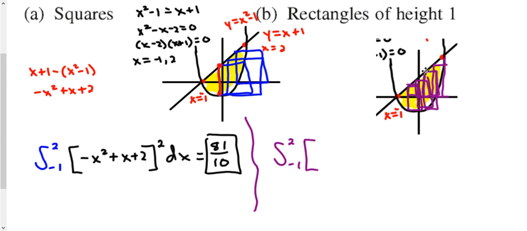Okay, it's from the line to the parabola. So one of the sides we already know is negative x squared plus x plus 2. And with a rectangle, it's length times width, or base times height. The height is just 1, right? They told us the height is 1. So we just do that.